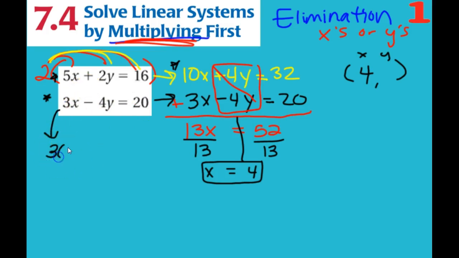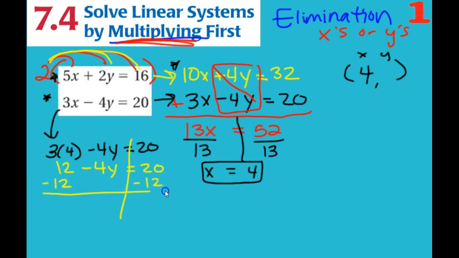We have 3 times x, which is 4, minus 4y equal to 20. 3 times 4 is 12. So I just rewrote the rest. And then we want y by itself, so I'm going to do the opposite of a positive 12, which is subtracting 12. So those will eliminate, and we have negative 4y equal to a positive 8.